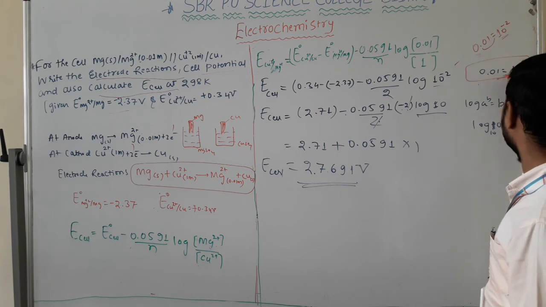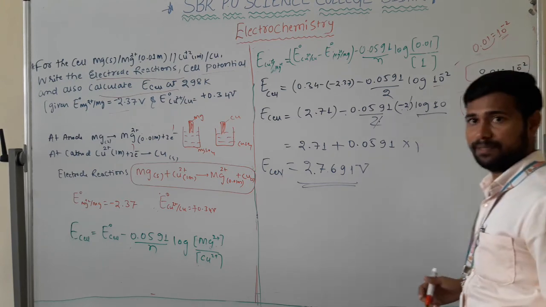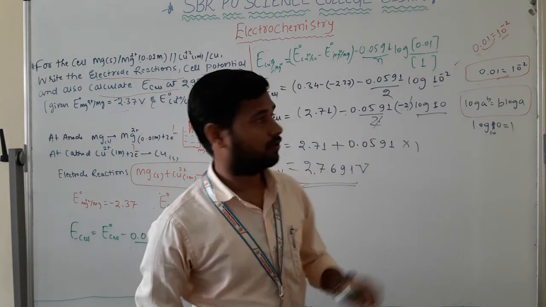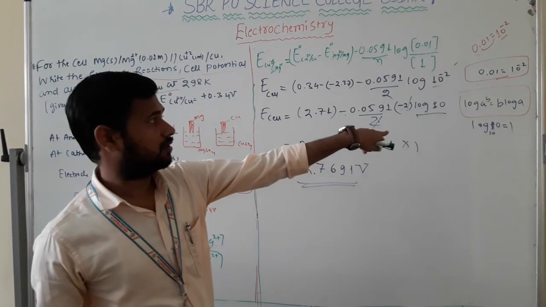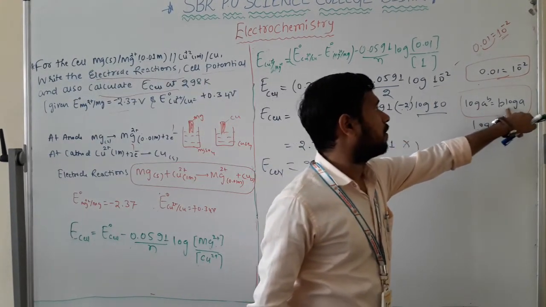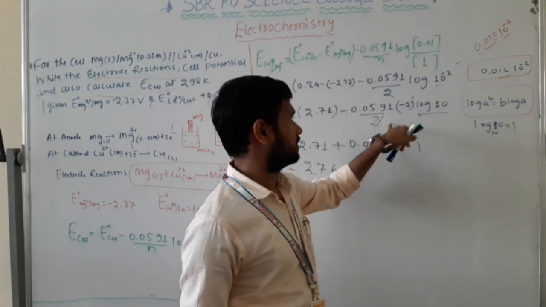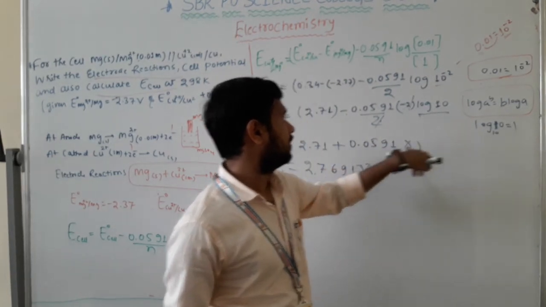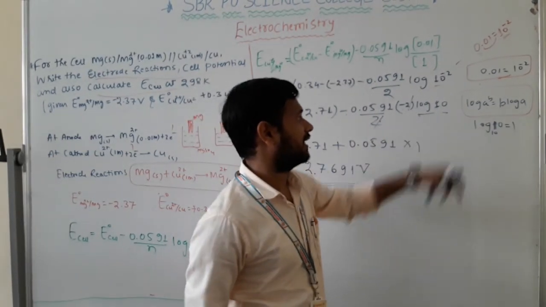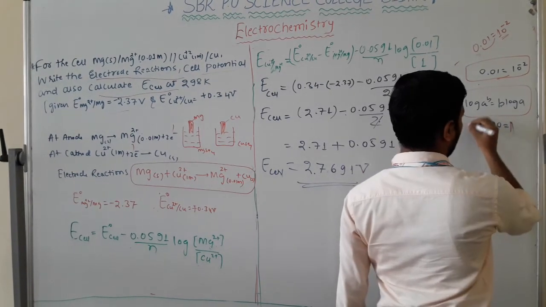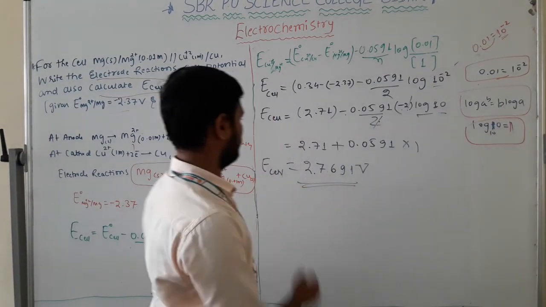And one more important value is log A power B. This is a standard logarithm formula. What can we write it as? B log A. After substituting, we get log 10, and 10 is nothing but 1 value. After substituting we get this.